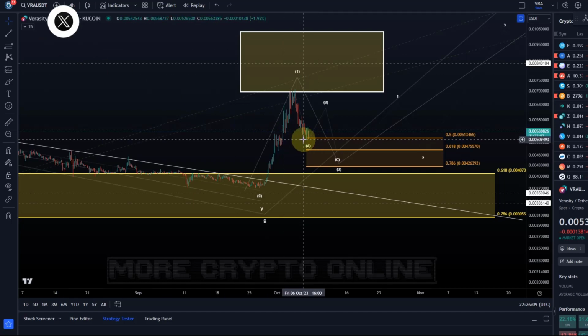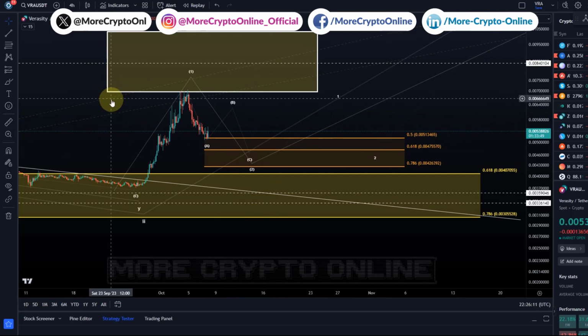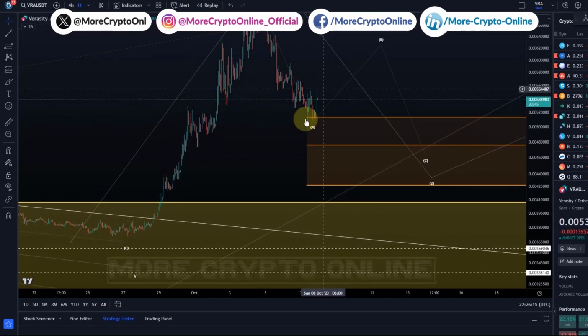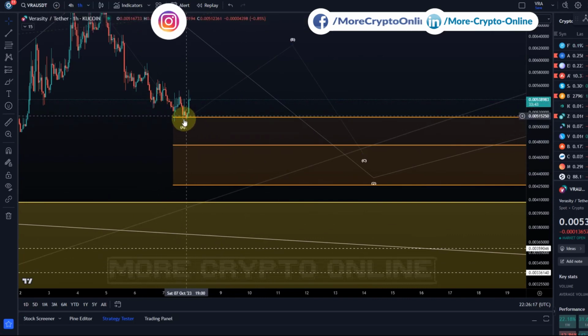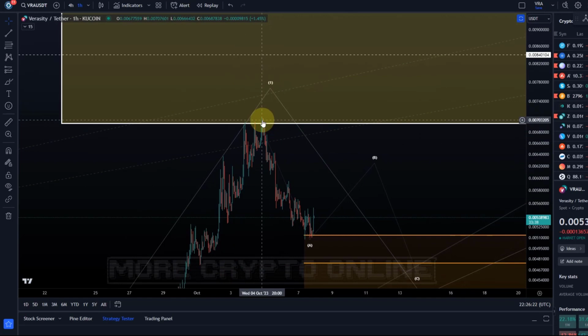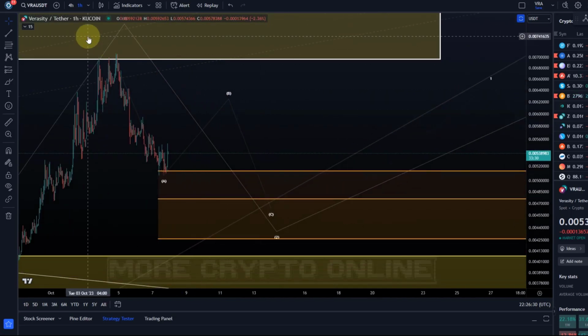So Verasity has now reacted a little bit to the 50% retracement level that I already mentioned in the last few days here. Yeah, we talked about it after Verasity reached our upside target, which was the 38.2 Fibonacci extension. Reached here the target at basically 0.007 US dollars. The price came down to the box already.